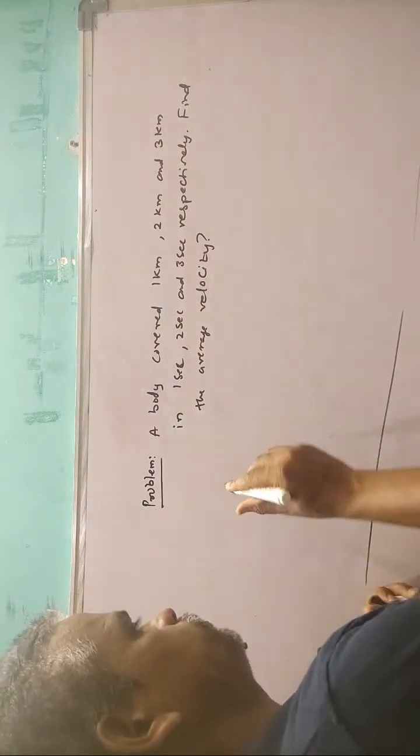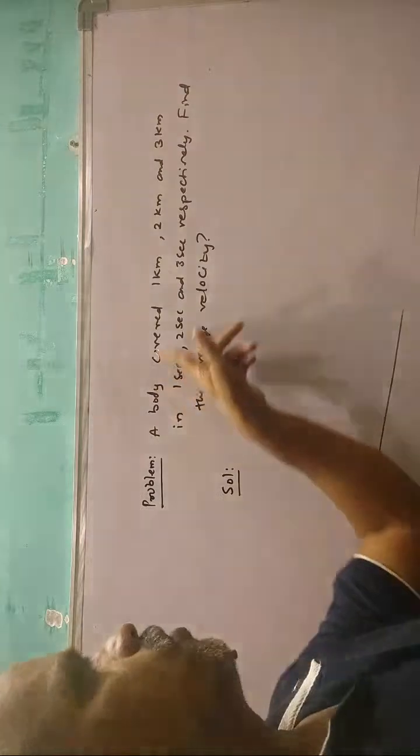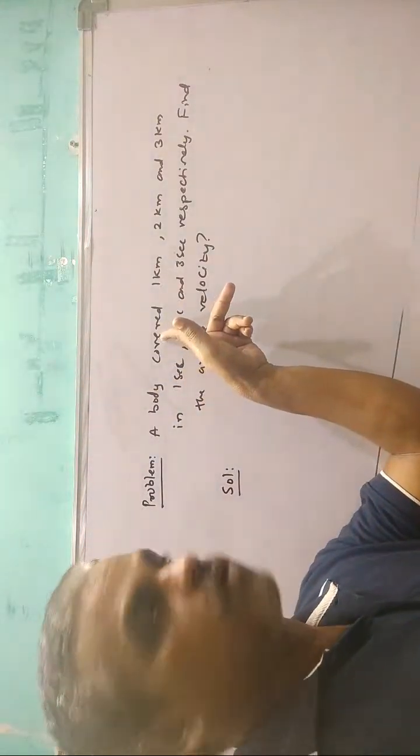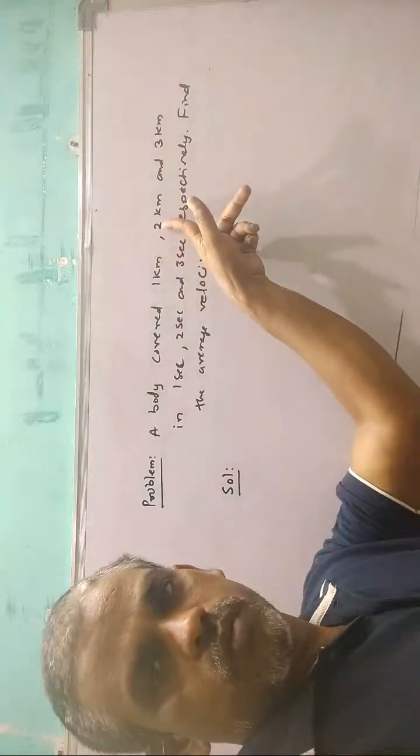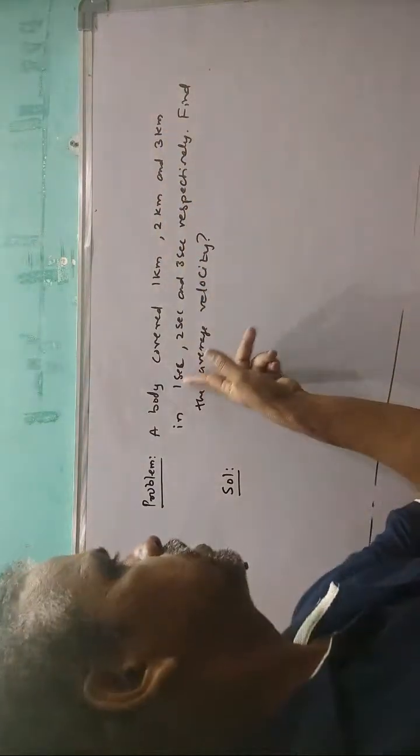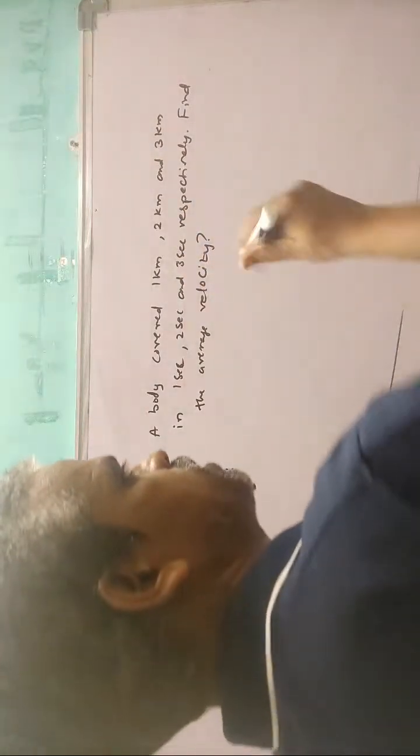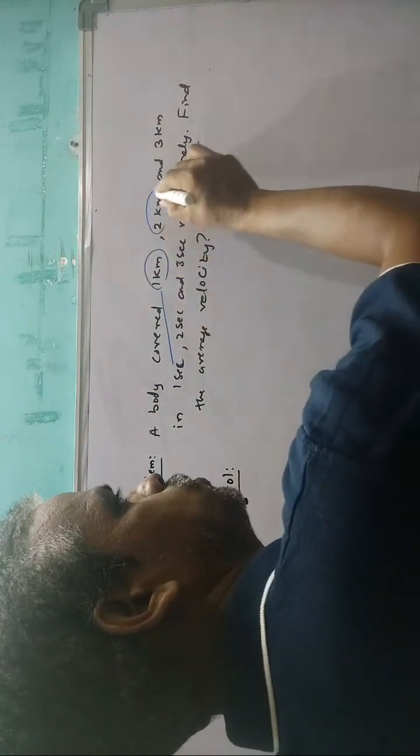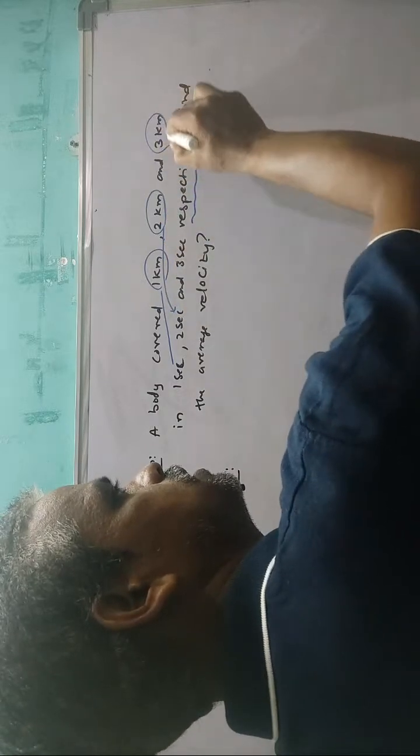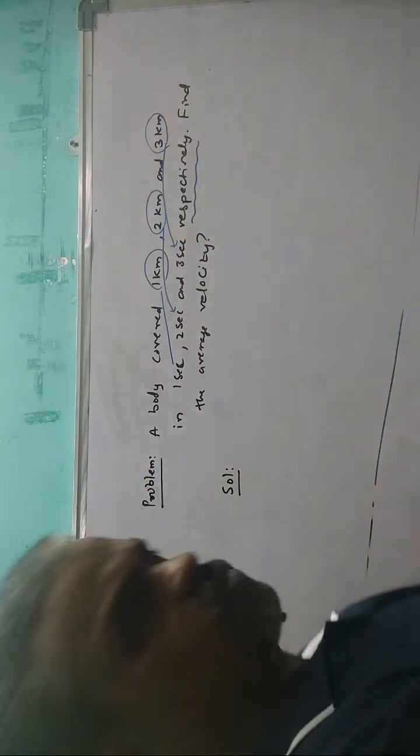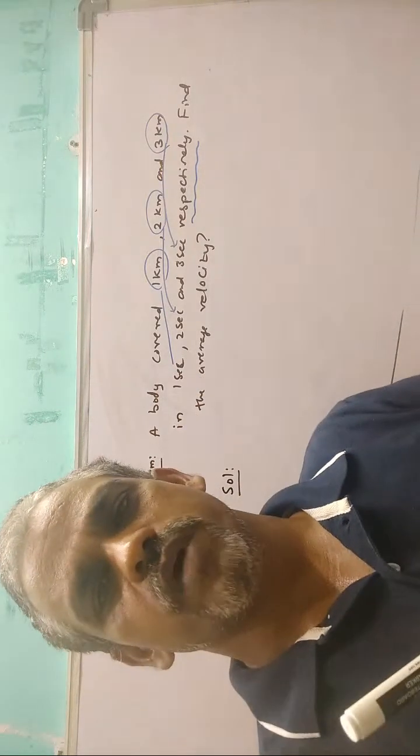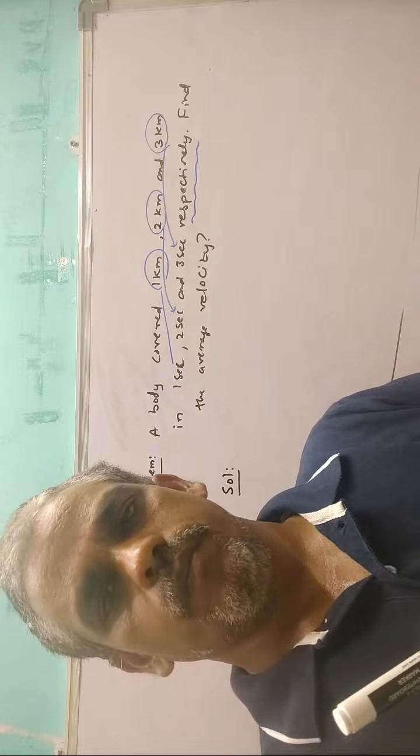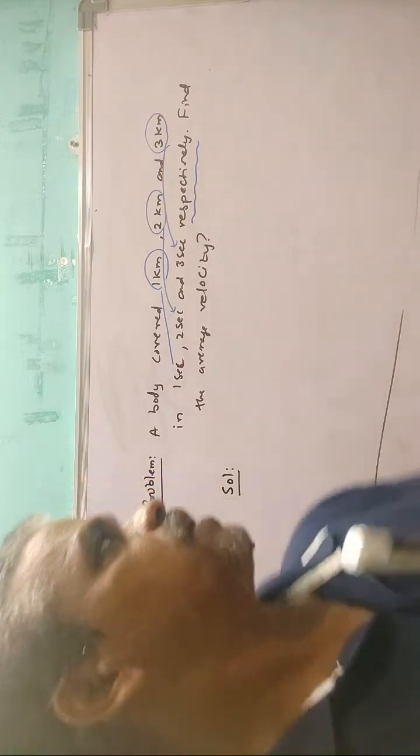Can you do this one? Come on, try it. I gave a simple one. A body covered 1 kilometer, 2 kilometer, 3 kilometer in 1 second, 2 seconds and 3 seconds. See, I used here the word respectively, means 1 kilometer in 1 second, 2 kilometer in 2 seconds, 3 kilometer in 3 seconds. Then easy for this one. Write the formula and do it fast. Give me answer first. Find average velocity.